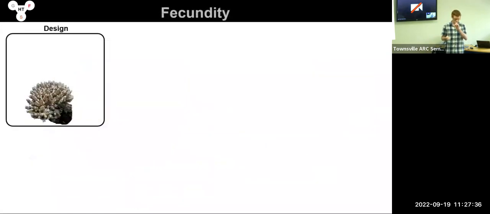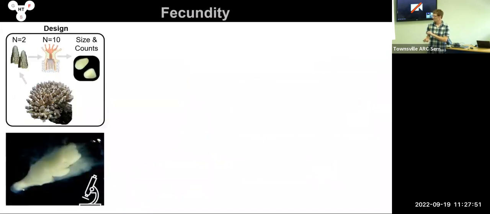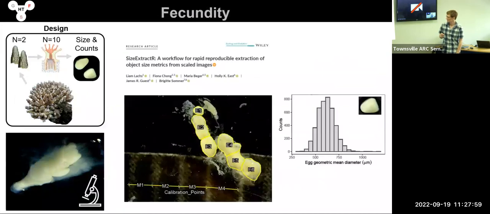From each colony in 2018, just before spawning, we took two branches off that colony, decalcified that, and then did dissections of the polyps, 10 polyps per branch, taking photographs and looking through the microscope to count the number of eggs and look at the size of those eggs. And that was using this size extractor workflow, which I've been working on the last while.